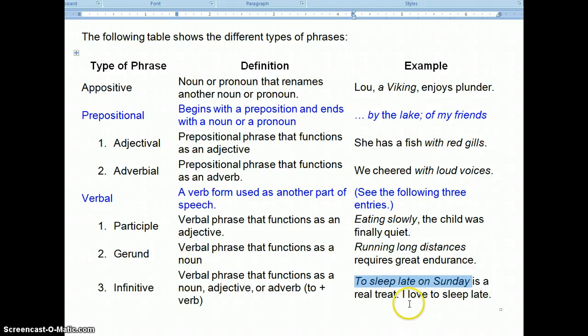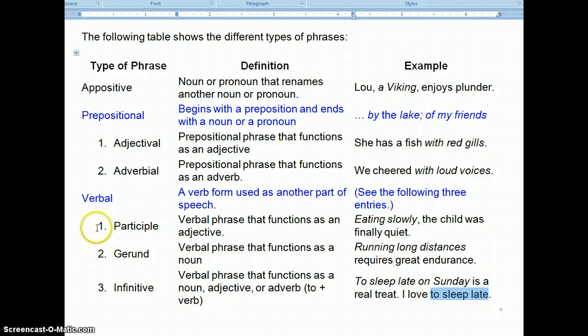If we flip it around and say, I love to sleep late, I is the subject, love is your verb, and then here is the infinitive, to sleep late. Here it's going to be your direct object receiving the action of the verb. So it would be acting as a noun.